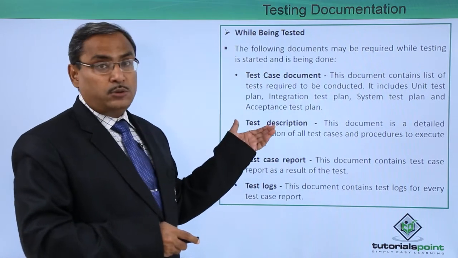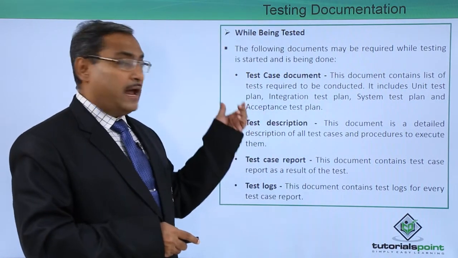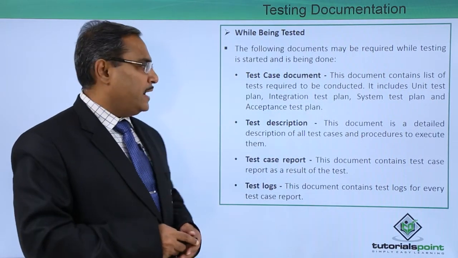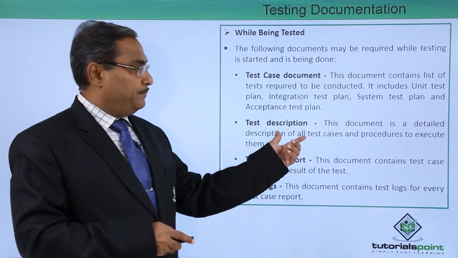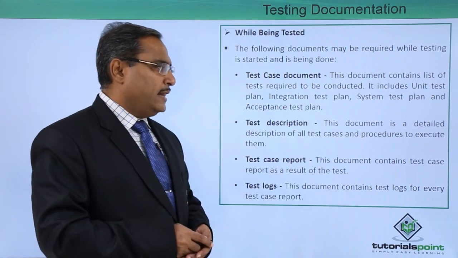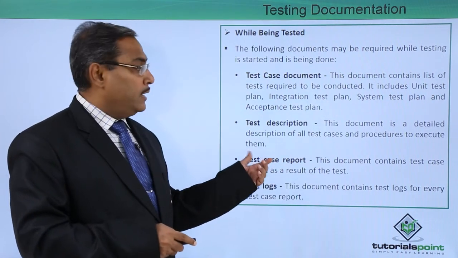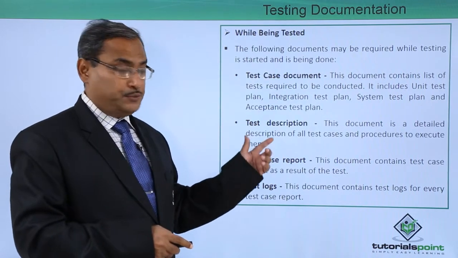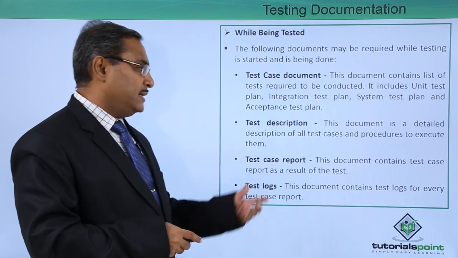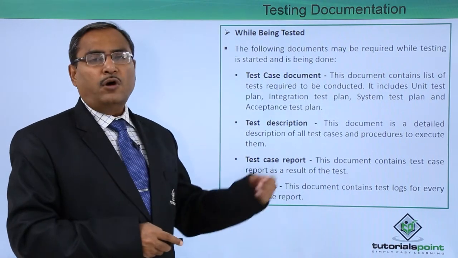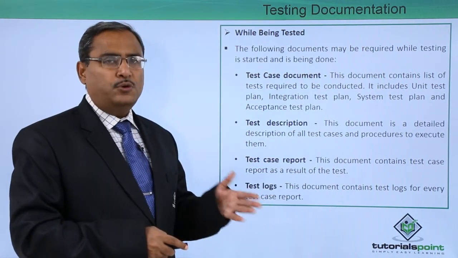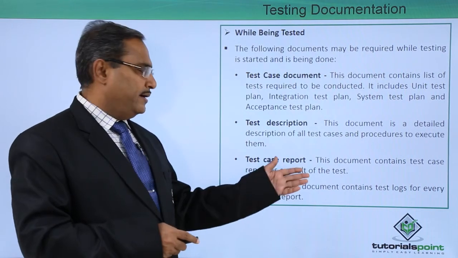This document includes the unit test plan, integration test plan, system test plan, and the acceptance test plan. The next one is the test description. This document is a detailed description of all the test cases and the procedures to execute them. So, this is known as the test description. The next one is our test case report. This document contains the results of all the tests we have carried out. Obviously, we must have a test case report where the respective results are reflected.